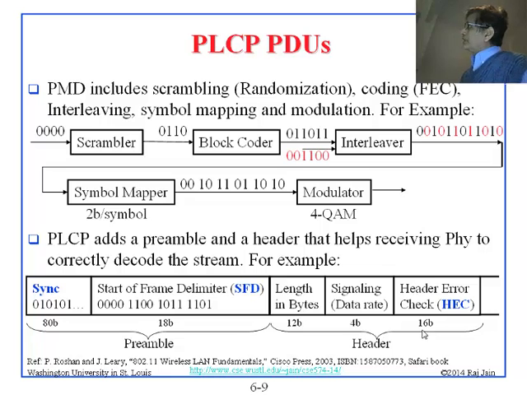Then PLCP actually adds a header. To whatever MAC gives it, it adds this header. First of all, it adds a preamble, and then it adds a header. The preamble is a well-known pattern, and this pattern is generally selected so that there is maximum transition, so the receiver can figure out how long is the bit. Okay?